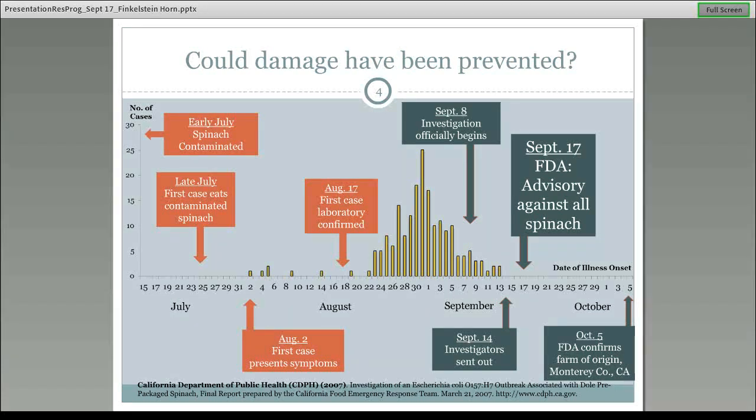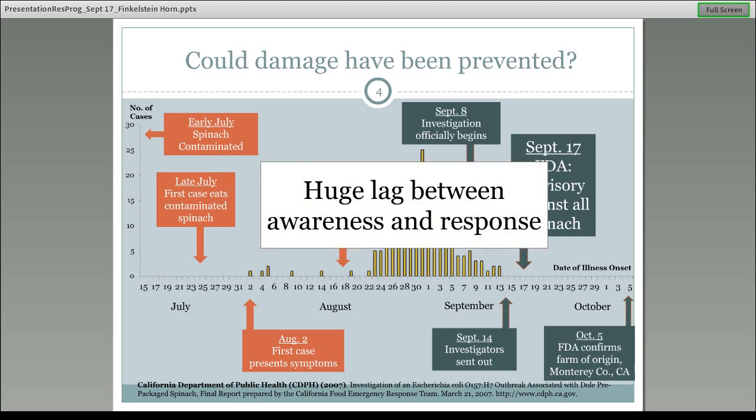But the point here is that there is a huge lag between awareness that there's a problem going on, so on August 17th, when that case was laboratory confirmed, and then the investigation officially beginning and investigators being sent out. So we'll talk more about that lag in a few moments. But first, we want to give a little bit more background on the whole foodborne disease sphere.